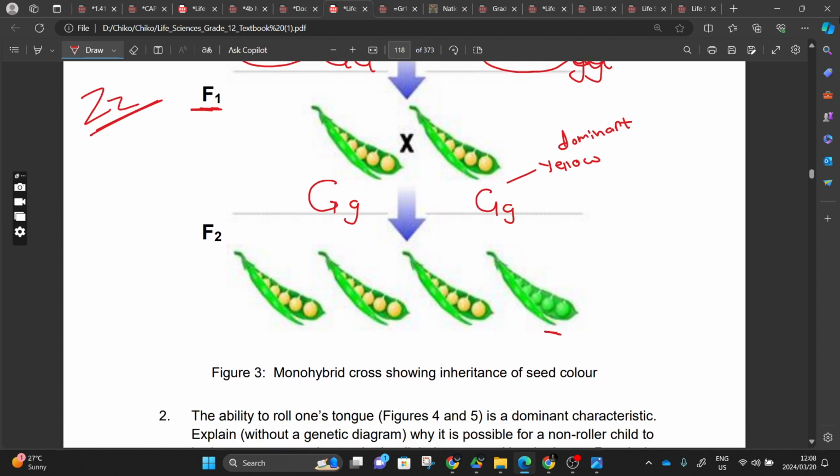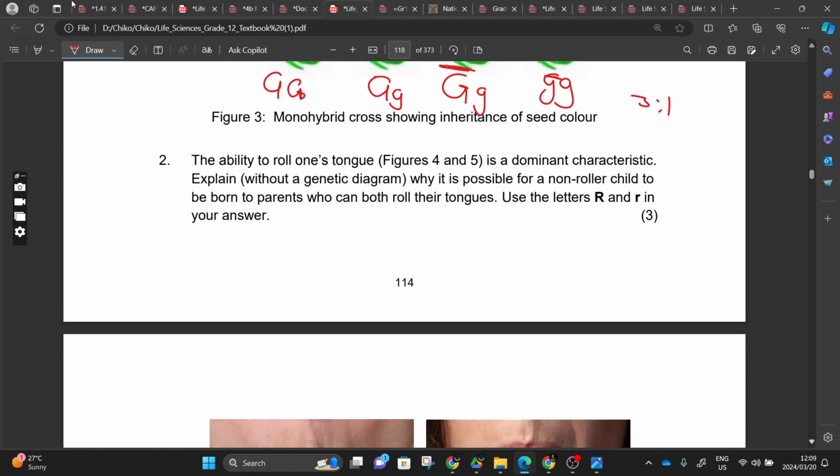So okay, after crossing we'll have capital letter G, small letter g, capital letter G, small letter g, and so on, with the F2 giving capital G capital G, capital G small g, capital G small g, and small g small g. You get me? Then here 100% yellow in F1, and here the phenotype is 3:1. Okay, and then let's go on.